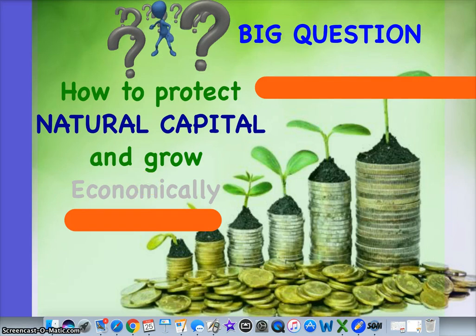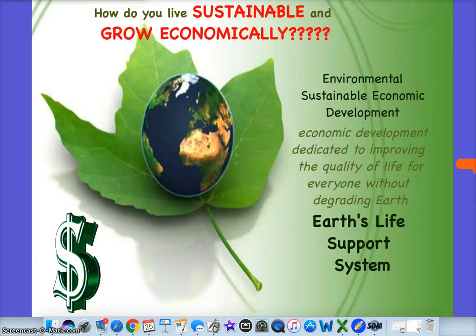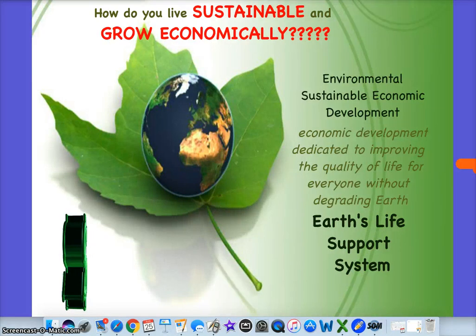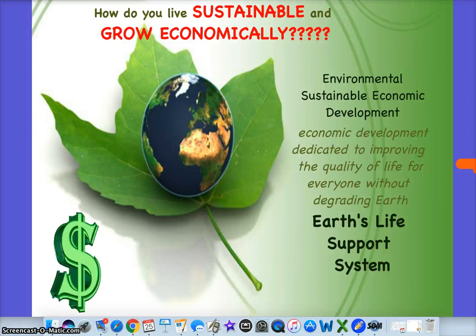That is the big question in environmental science, because we have to make changes, but nobody wants to lose money in the process. If you want to be sustainable and environmental and have money or growth, you've got to think about these things if you want to be successful. So we want to save Earth and continue to make money.